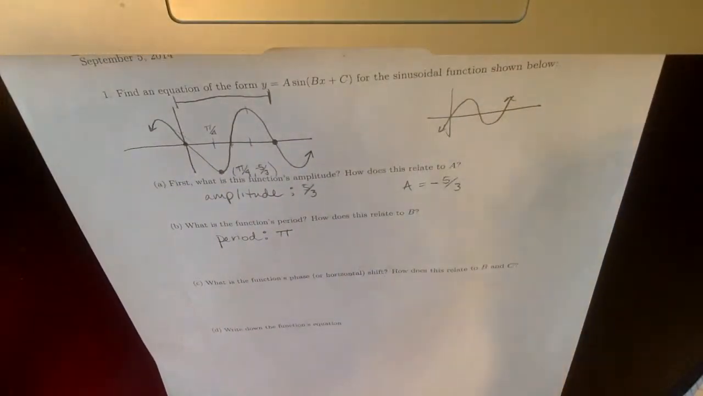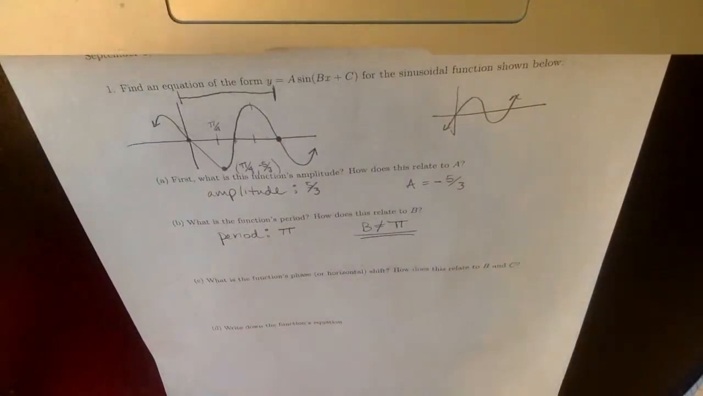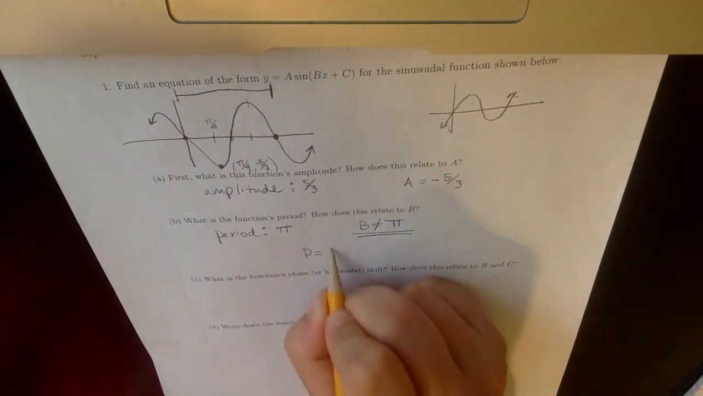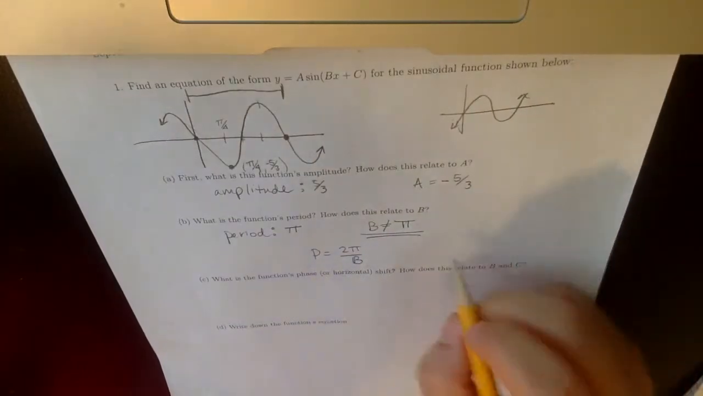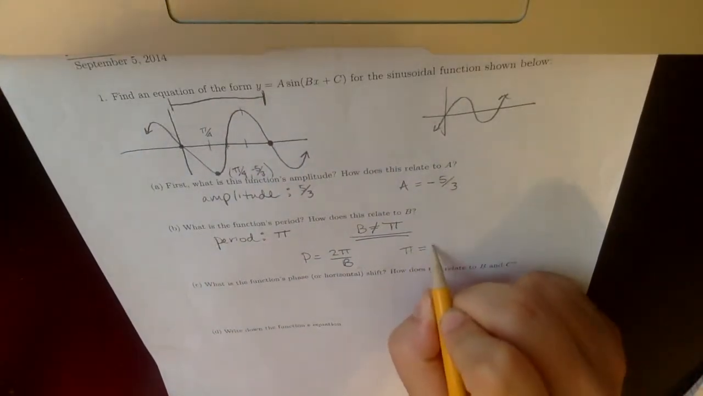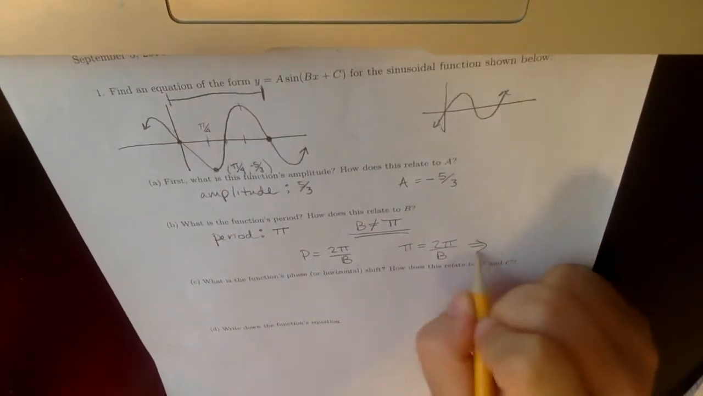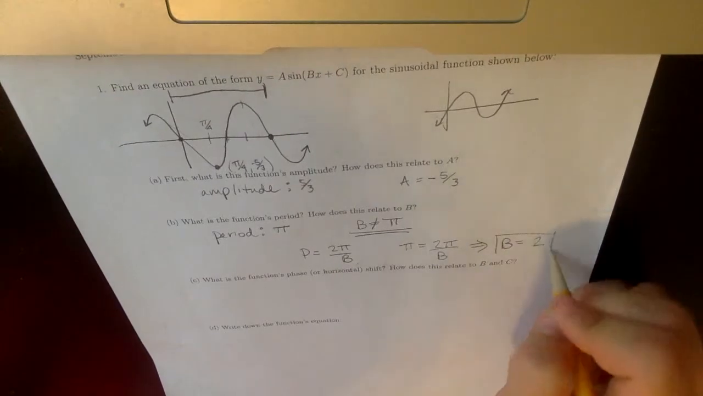Okay, now this is not b. b does not equal pi. Okay, b, what we know is that the period is equal to 2 pi over b. Okay, we know what the period is. Pi is equal to 2 pi over b, so we can solve for b. Clearly this tells us b is equal to 2. Okay, so that's my value for b.